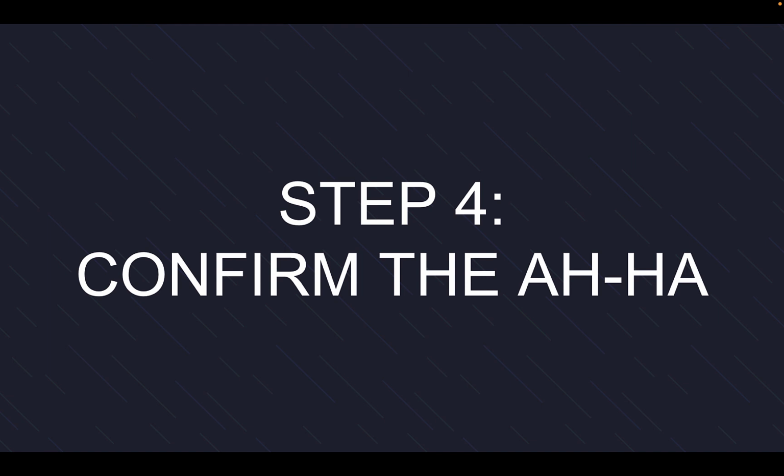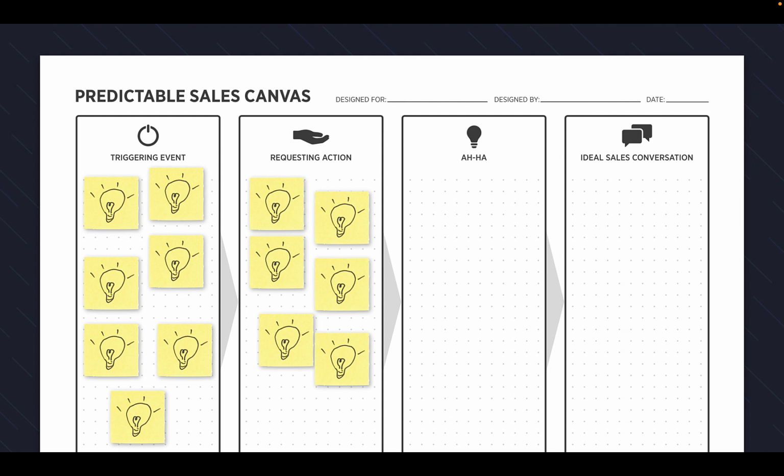Step 4, confirm the AHA. We just went over the AHA Accelerator in the last video. If you have not done that worksheet and training yet, then stop this video, go ahead and complete that, and then come back. So the AHA is here. It's the third box on the Sales Canvas worksheet.